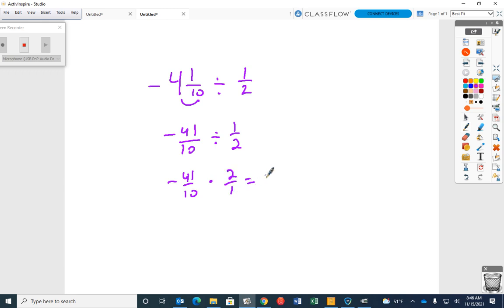Is this answer going to be negative or positive? Negative, because they're different signs. Good. Can I do any canceling here? Yes, 2 and 10. 2 goes into 2 once and into 10 5 times. What's negative 41 times 1? Negative 41. And 5 times 1 is 5. Now, what's wrong with this answer? It's improper. What can I do with that? Make it a mixed number. So it's negative. How many 5s go into 41? 8. What's left over? 1. So it's negative 8 and 1/5.